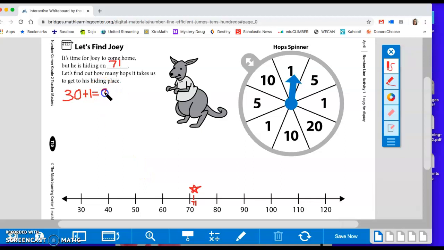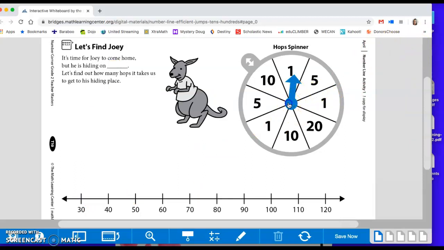Let's do the math. We are at number 31, and you can record your hops on your paper like this. It's kind of hard on the computer here because it's so small. You record your hops, and I'm going to put 31 here. I'll record as much as I can, as long as I can. All right, we are not to the hiding spot yet, so let's keep spinning.